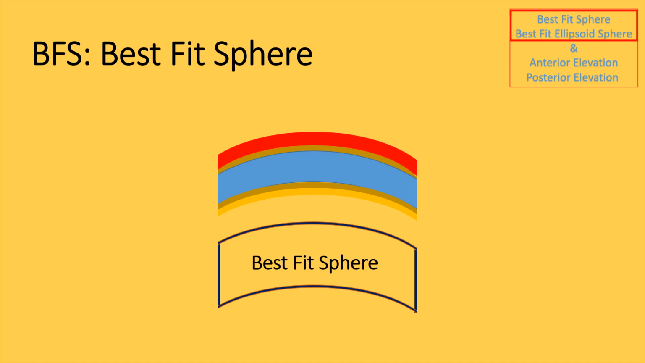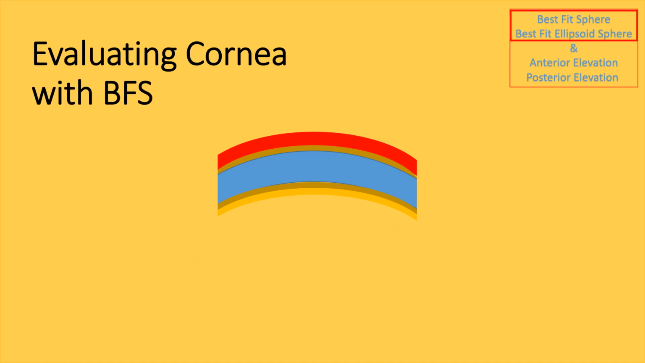Now every time you evaluate a cornea, you need to use this best fit sphere, and that will tell you whether the cornea is normal shaped or not. Let's see an example. This is a cornea which we need to evaluate. So what we do, we compare it with the best fit sphere, and it perfectly fits the best fit sphere, so it is a normal cornea.